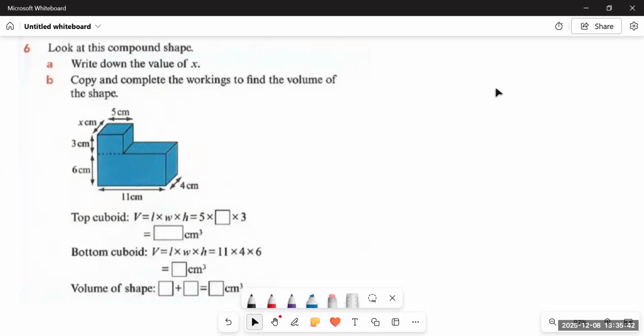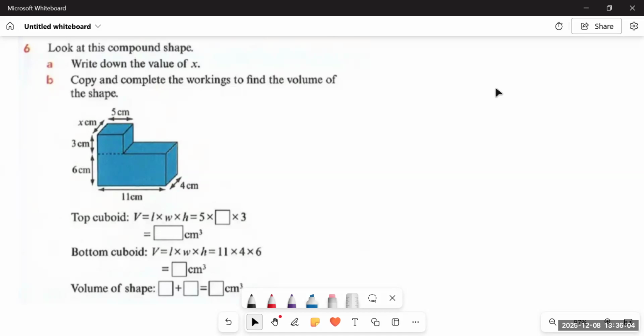This is Cambridge Lower Secondary, Book 7. And today we are going to do some questions related to 15.4, in which we will discuss how to find out the volume of cubes and cuboids. It's basically a compound shape. As you can see, we can split it into two parts. And let's see how we can find out the volume of this compound shape.